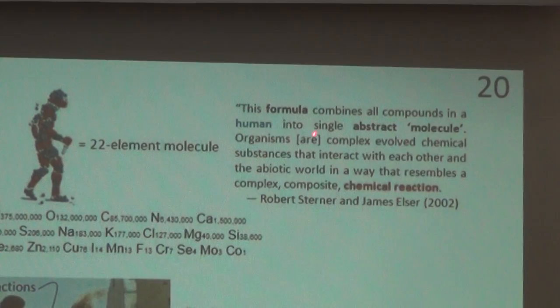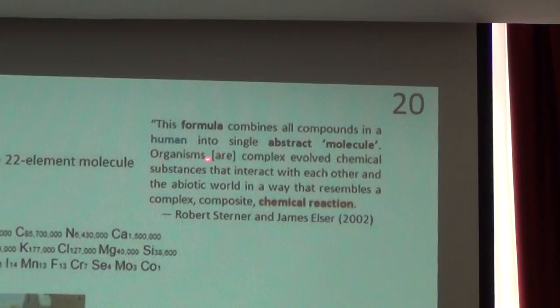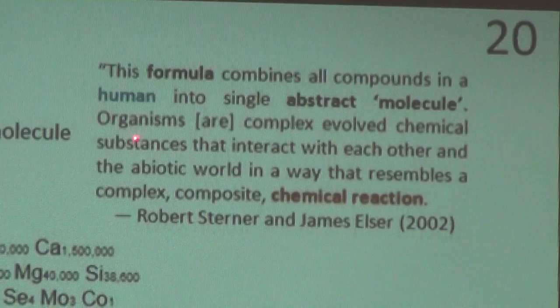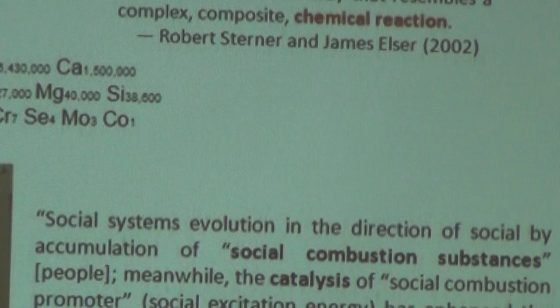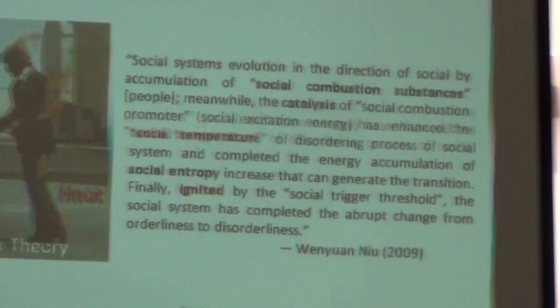He says, this formula combines all the compounds in a human into a single abstract molecule. Organisms are now to be thought of as complex, involved chemical substances that interact with each other and the abiotic world in a way that resembles a complex chemical reaction. This is the modern way of looking at things now. This is what's going on in America. And so whether through sociology, economics, history, anthropology, philosophy, or politics, you're going to want to start with this model.